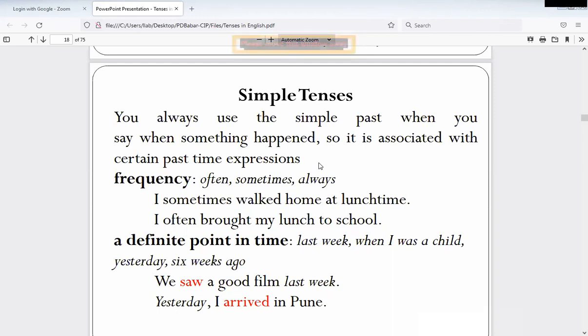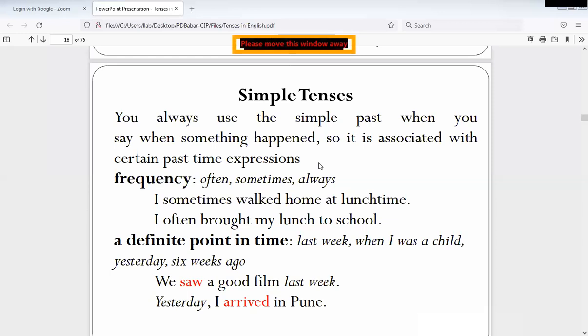Yesterday I arrived in Pune. So this action has happened yesterday. For showing this action we have used the simple past tense, that is, arrived. We have used the past form of the verb: arrive is the present form, then its past will be arrived. So, yesterday I arrived in Pune.